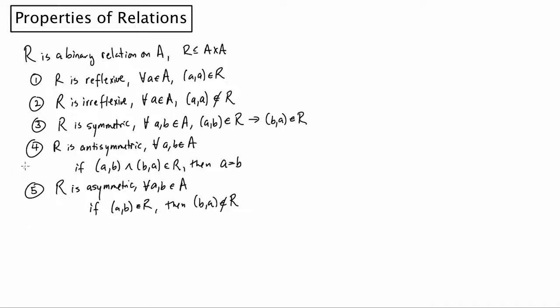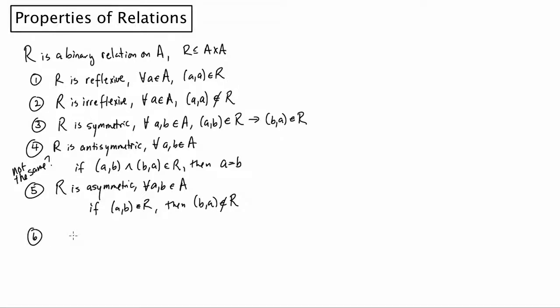A lot of students confuse antisymmetric and asymmetric, or they might actually think it's the same thing. These are not the same. Can you figure out how they're different? Four and five are not the same.